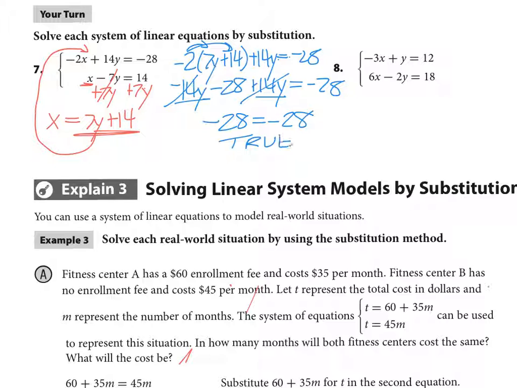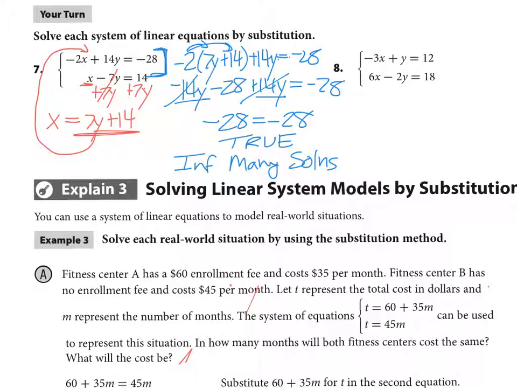So we're going to learn something now in math. Anytime you get a true statement in math, that means the answer is always true. In this case, that means this would be infinitely many solutions. Now, how does that occur? That occurs because basically these two equations are the same exact equation. If you got them both in slope-intercept form, they would work out to be the same exact equation. So they're graphed right on top of each other.